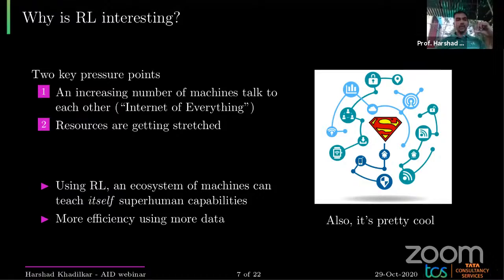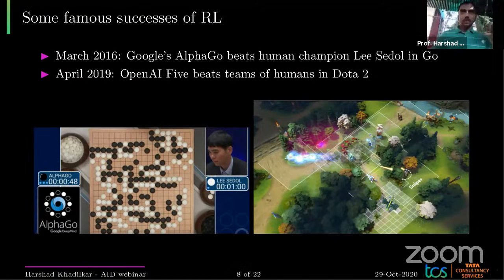Small secret there. Okay, and the reason reinforcement learning has become so popular recently is because of some famous recent successes that were reported in popular media as well. Okay, so to give an example, in March 2016, Google's AlphaGo system beat the human champion in a game known as Go. Now, this is a game with a 19 cross 19 board, so 361 cells, and billions and billions of combinations of different moves that you and your opponent can take.